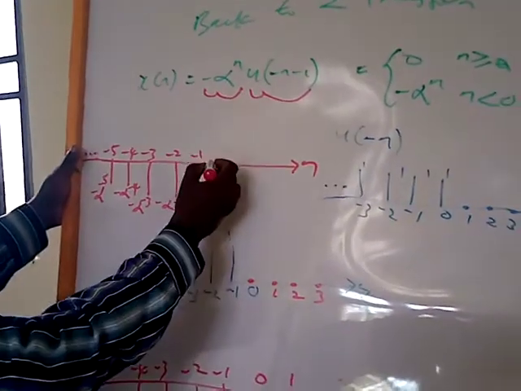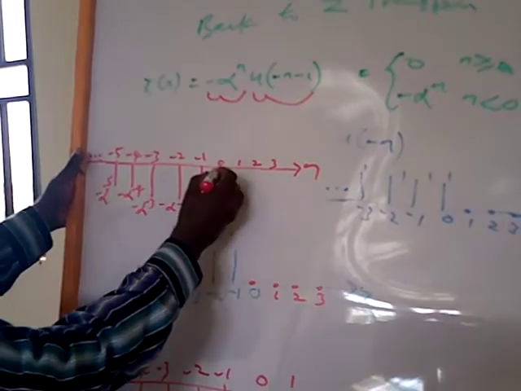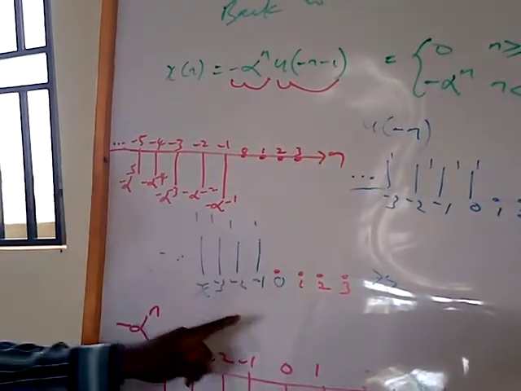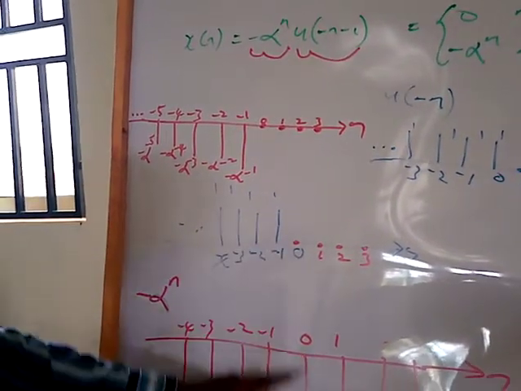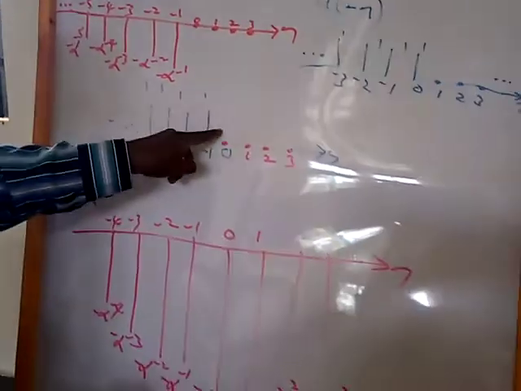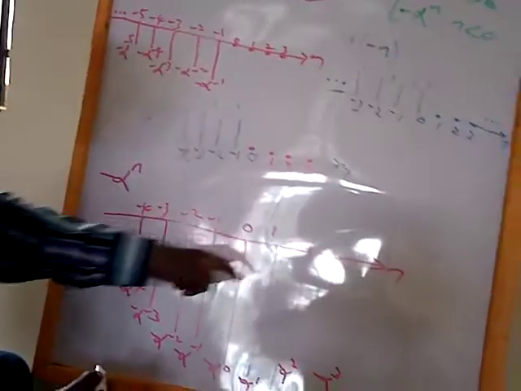But on this side, where we have 0, 1, 2, 3, we are going to have 0. Why? Because we are multiplying 0 with this at 0. At 0, 0 times this will give us 0. At 1, 0 times this gives us 0. At 2, 0 times this. So it's like this portion will be cut away. So this is what we are going to have.